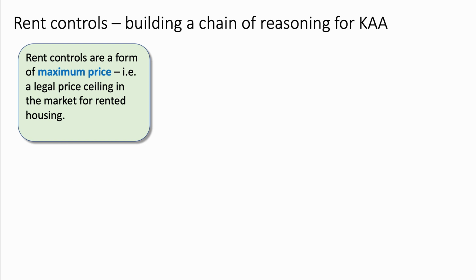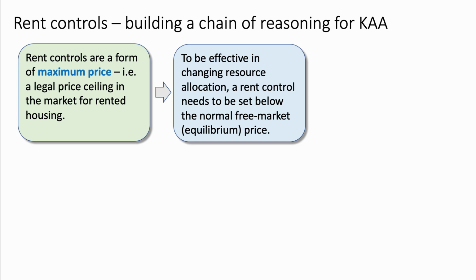Start with a definition. Rent controls are a form of maximum price. You might impose a price ceiling in the market for rented housing. To be effective, to have an impact on the market, a rent control needs to be set below the normal free market equilibrium price. That's a key analysis point.